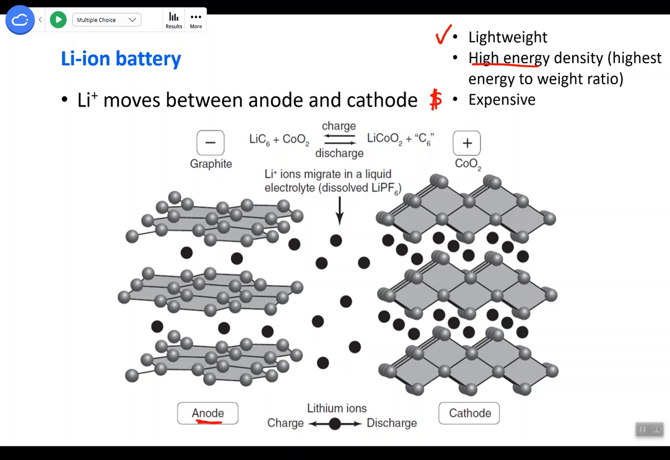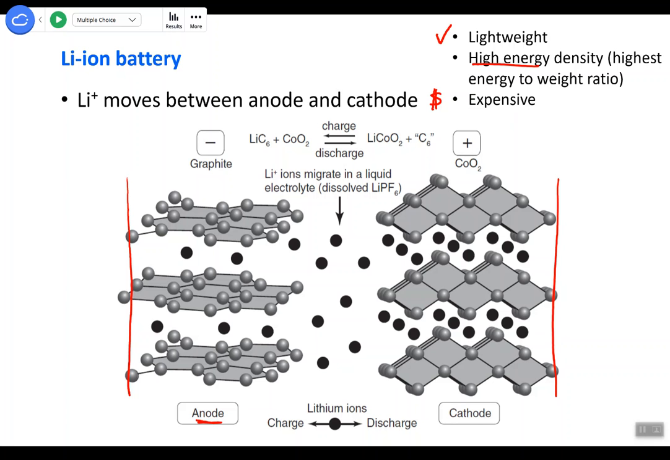Well, this is a different setup of battery. So conceptually, it's slightly different. We still have some redox components, but here we actually have the lithium ions migrating, intercalating between the anode and the cathode. So let's look at the anode.